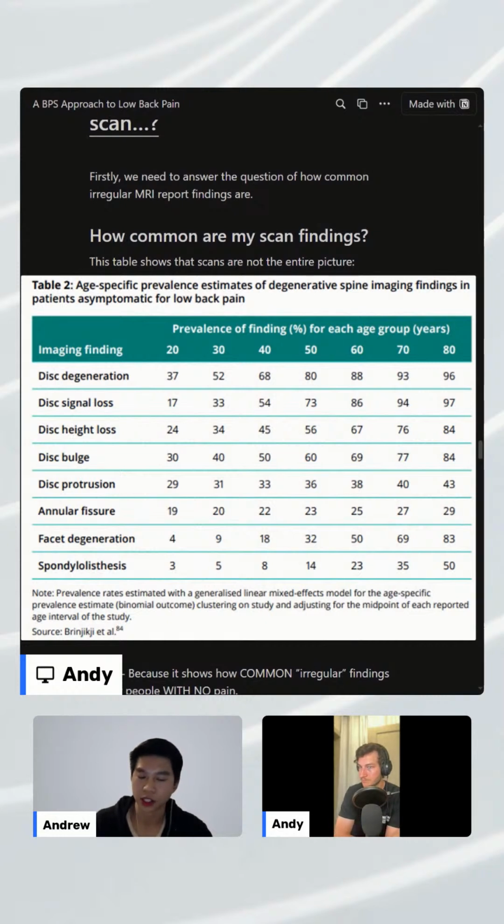Yeah, so this is just a snapshot of the table of what they found from a study of quite a lot of people. I can't remember the number off the top of my head, but I think it's a few hundred people in this study, where they were doing scans on people with no back pain at all. They were trying to find how common it is to find disc degeneration or disc signal loss or disc bulges or protrusions, which is like slipped disc and stuff, or even facet joint degeneration, or even spondylolisthesis as well. This is why people just call them spondies.